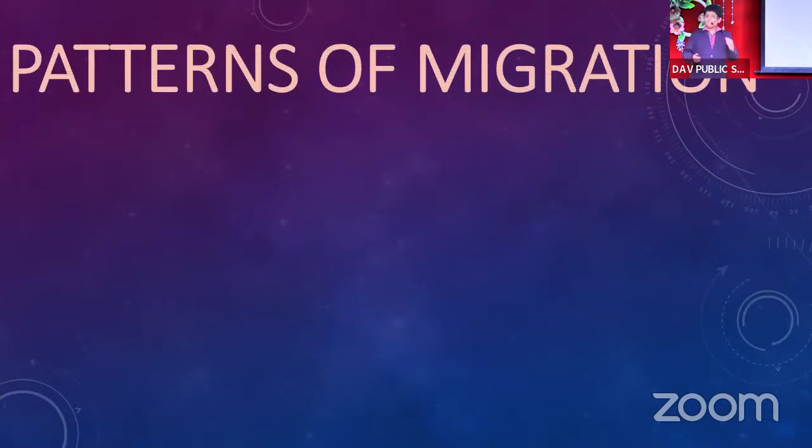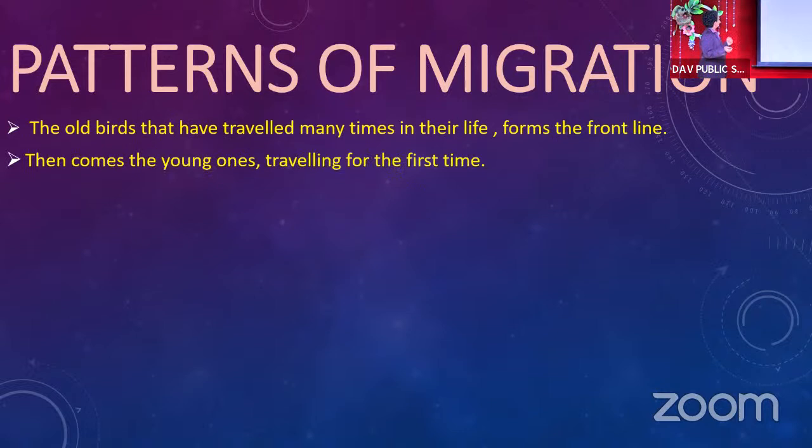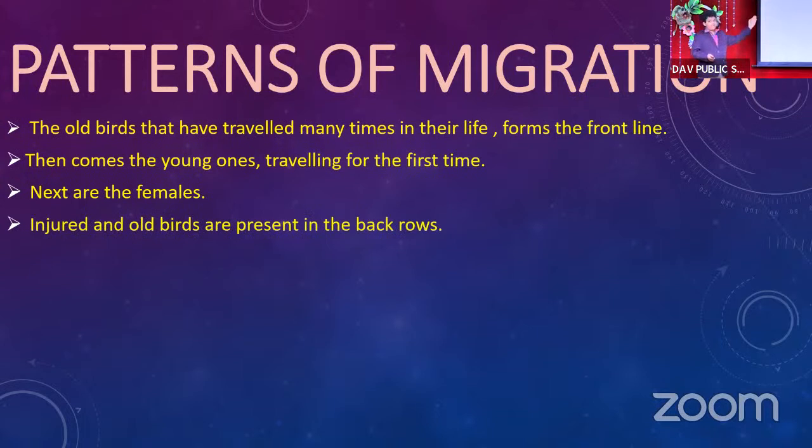Now comes the patterns of bird migration. The old birds that have traveled many times in their life to a particular place form the front line because they have the experience of where to go. Then come the young ones traveling for the first time. Next are the females. Injured and old birds are present in the back rows.